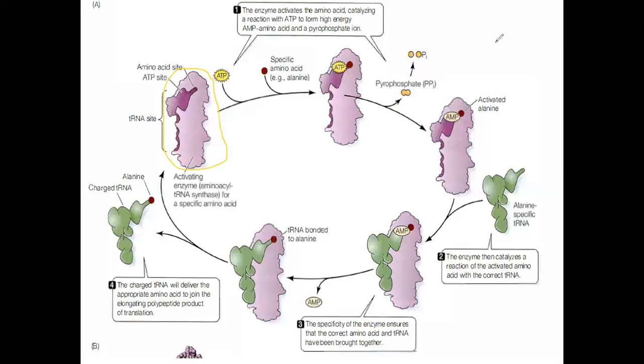On the enzyme, there are various sites. As you know, there are active sites on enzymes, which is why the enzyme is shaped like this in the illustration. There's the amino acid site right here, we have the ATP site, and we have the transfer RNA site right here. So the first thing that happens is the amino acid and the ATP attach to the enzyme.